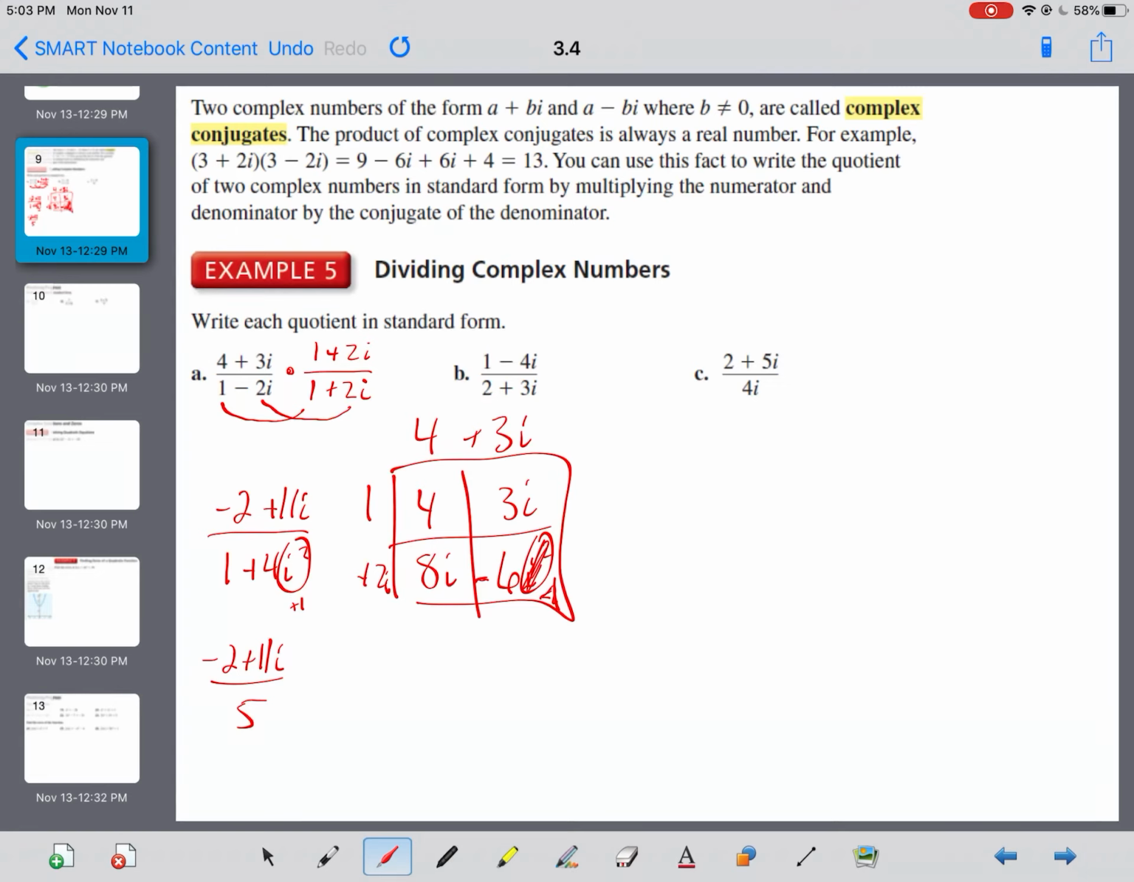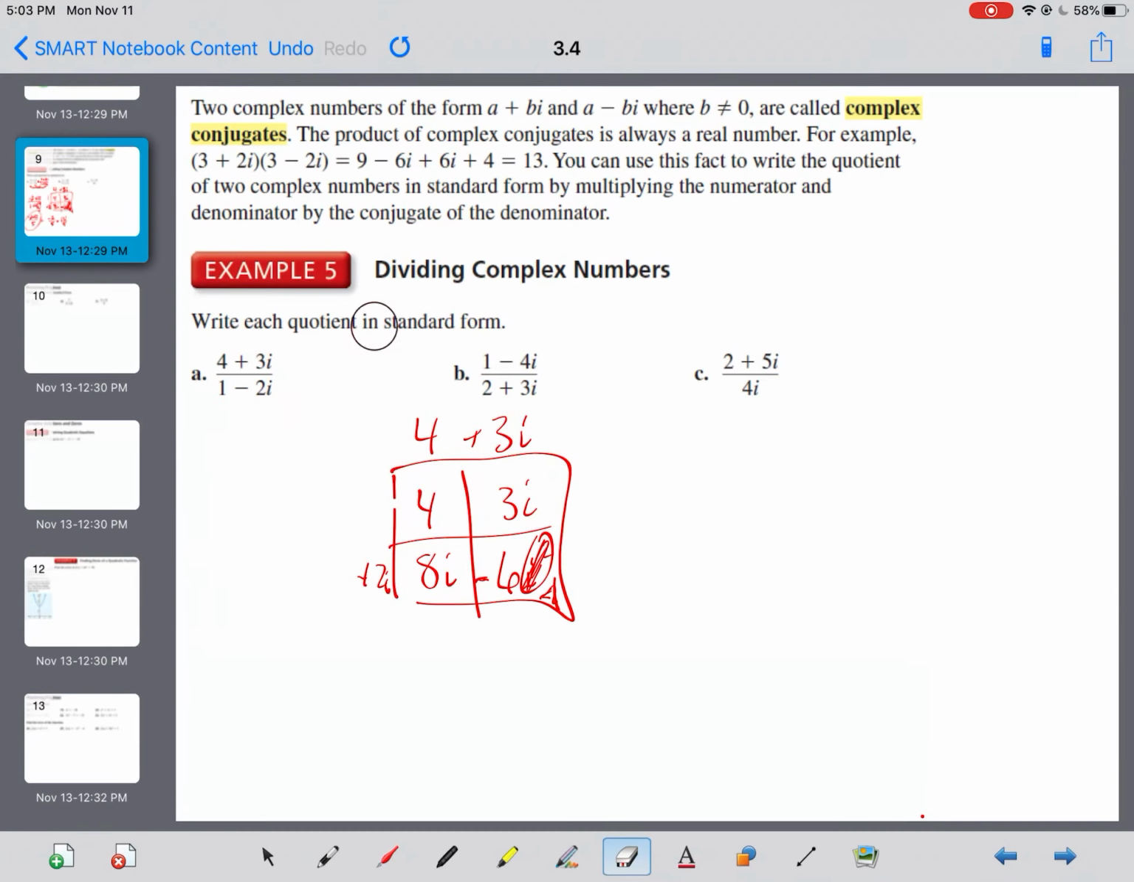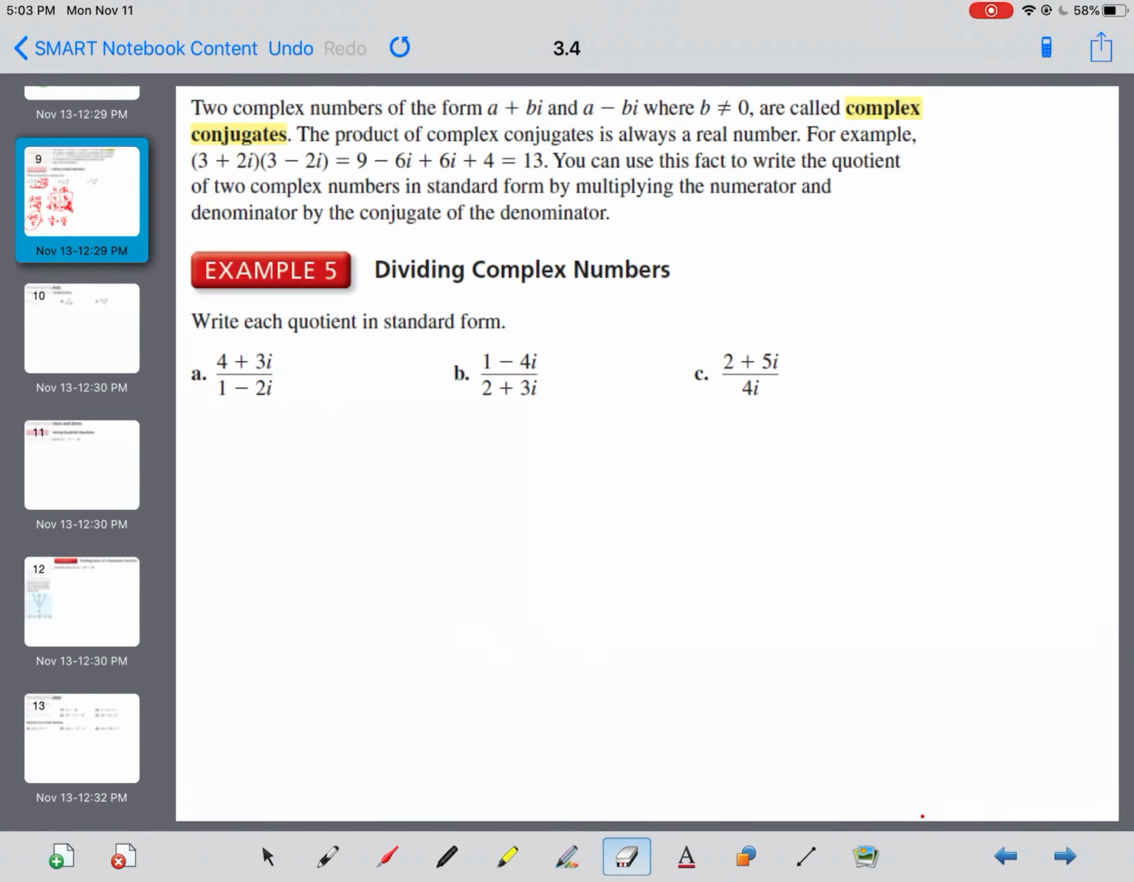You could separate these. This is the same thing as negative 2 over 5 plus 11i over 5. I'm fine with this answer. Just make sure your complex part is in standard form, so the reals first and the imaginaries second. Let's look at B. What we should do on B, well, we're just going to multiply it by 2 minus 3i, top and bottom.